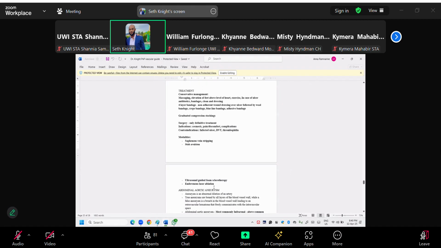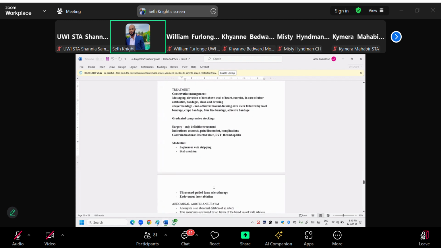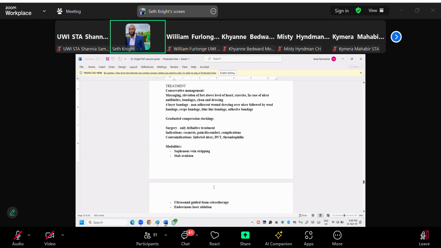And the last thing, and this is really where your questions come from for venous insufficiency in the MCQs, they simply ask you the principles of management. Your management of varicose veins is to massage the area, elevate the feet above the level of the heart, exercise, etc. You could use compression stockings. In the case of an ulcer, you use antibiotics, bandages, cleaning and dressing.